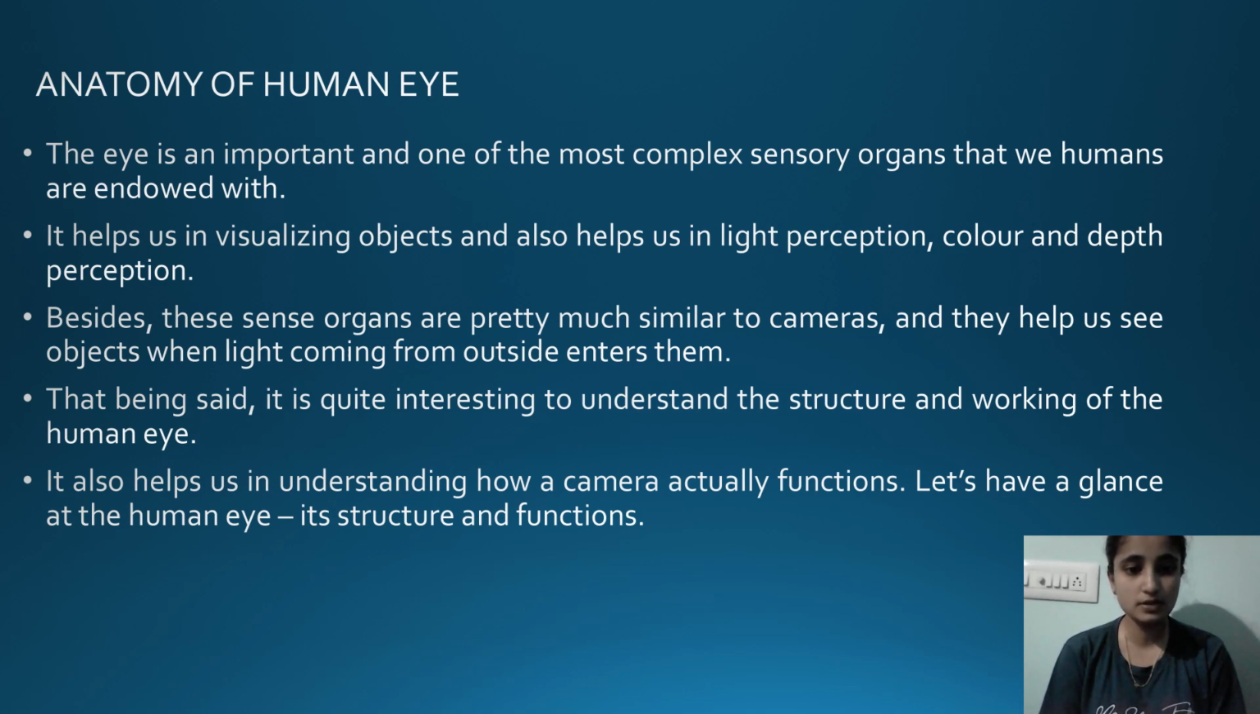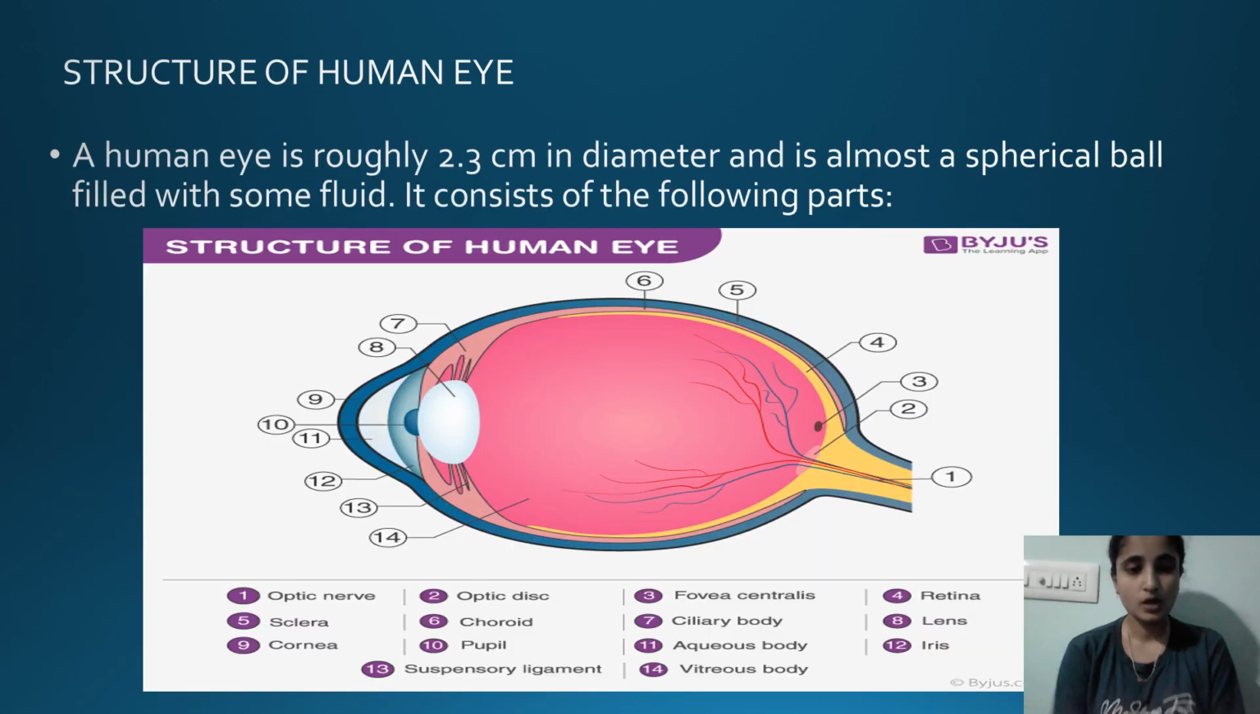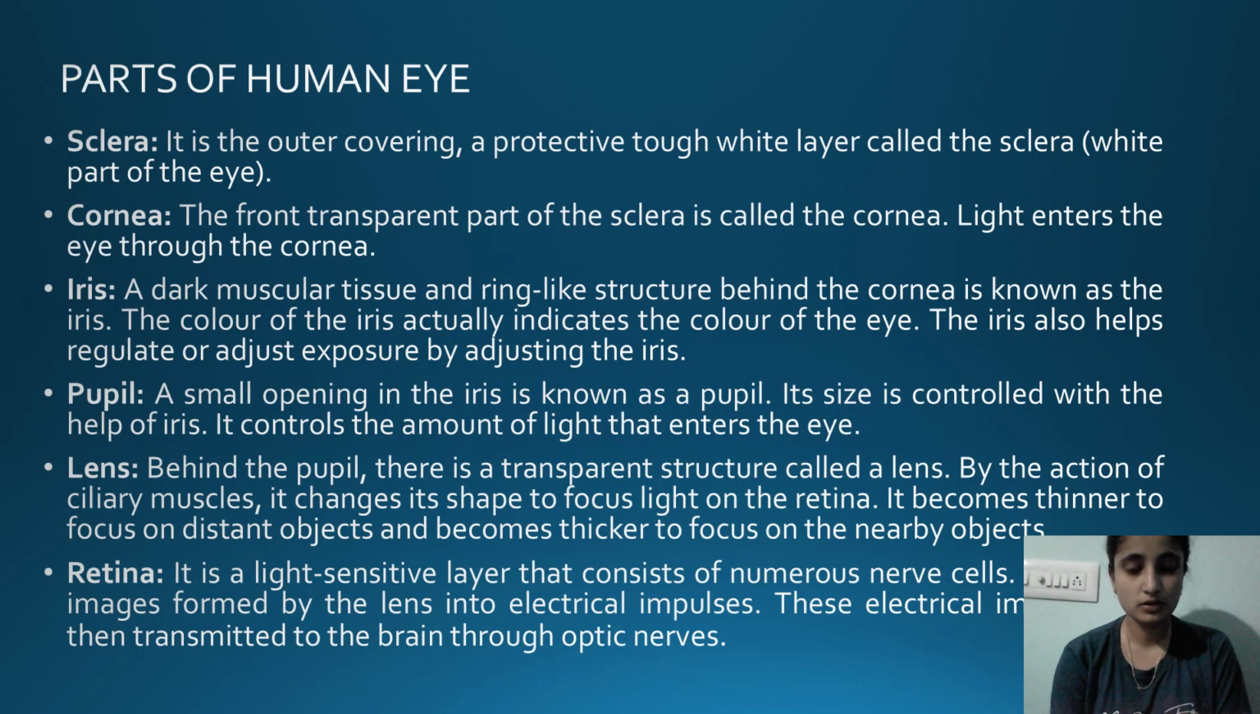That being said, it is quite interesting to understand the structure and functions of the human eye. It also helps us in understanding how a camera actually functions. Let's have a glance at the human eye, its structure and functions. So this is the structure of the human eye. A human eye is roughly 2.3 centimeters in diameter and is almost a spherical ball filled with some fluid. It consists of the following parts.